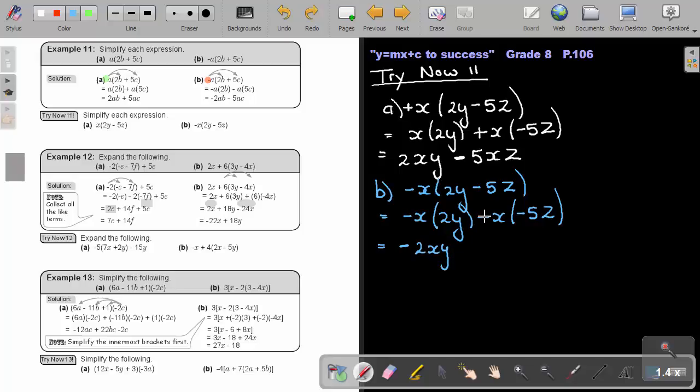Now look here. A negative times a negative. This will be two negative signs. It's an even number, and that's why it becomes a positive. So it's positive 5xz. And that will be the final answer. I will continue in the next video with example 12.